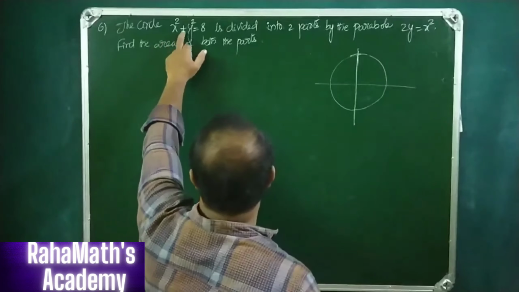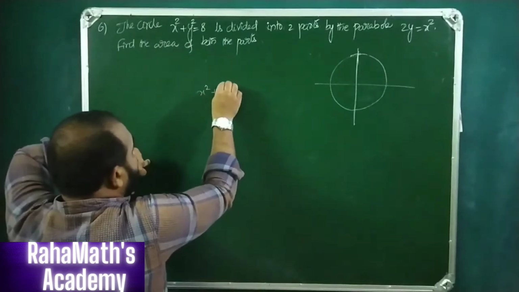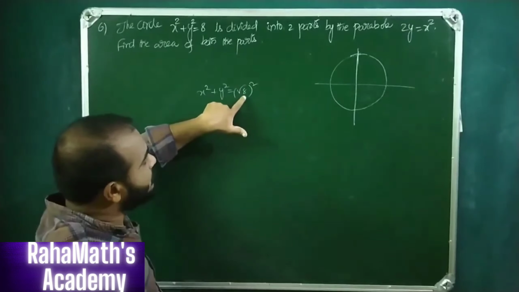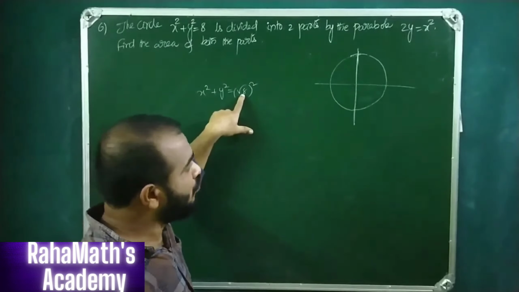Now this is x square plus y square equals 8. That means x square plus y square equals root 8 whole square, that is x square plus y square equals r square. The r value is root 8, that means 2 root 2.